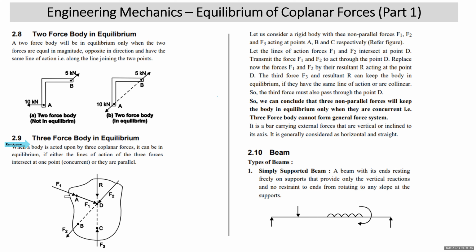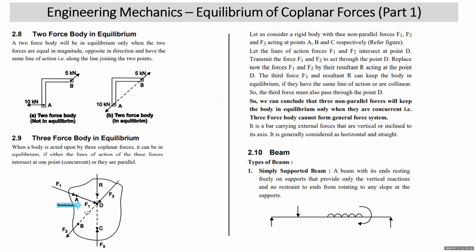I'm taking a body which is acted upon by three forces, F1 acting at A, F2 acting at B, and F3 acting at C. Now, these three forces are non-parallel. So what will I do? I'll pick up two forces, F1 and F2. I'll extend their lines of action and make them act at point D. So F1 is shifted along its line of action using what principle? Principle of transmissibility. I have used it.